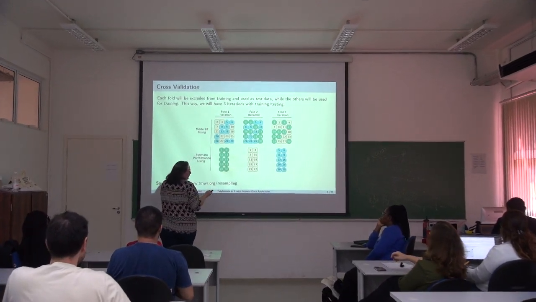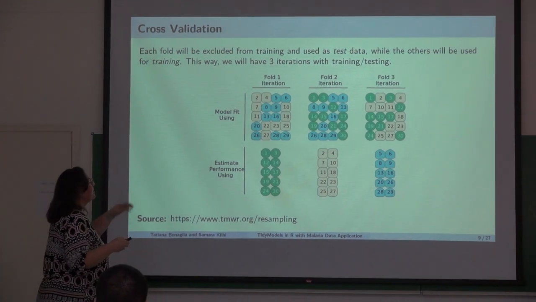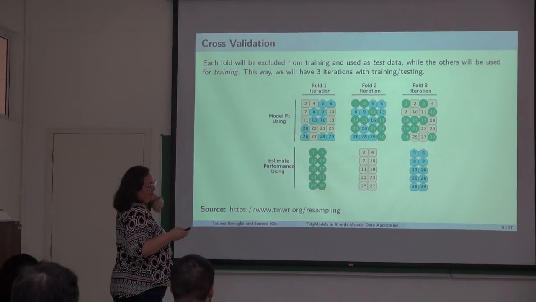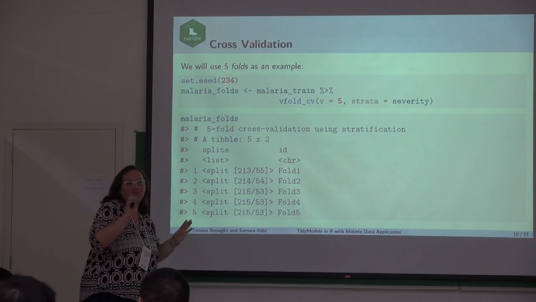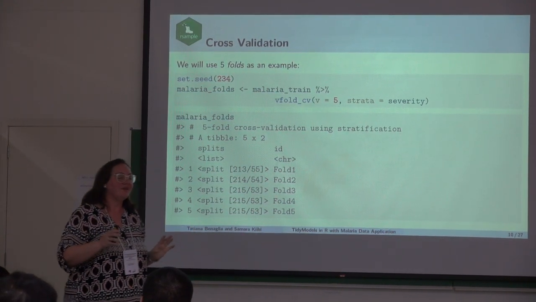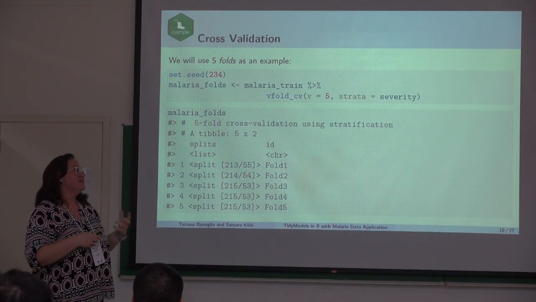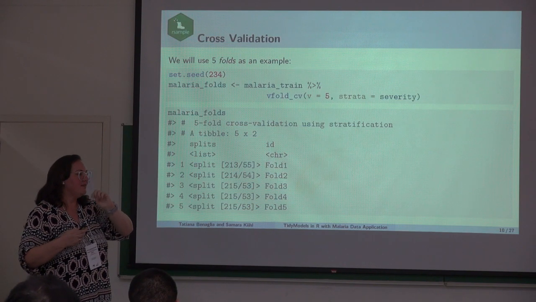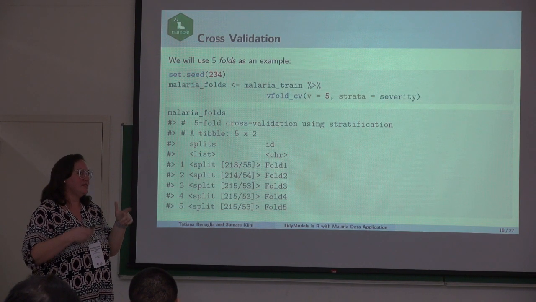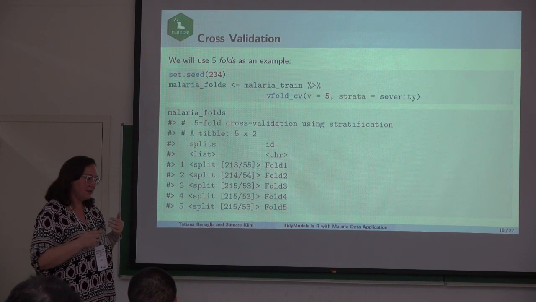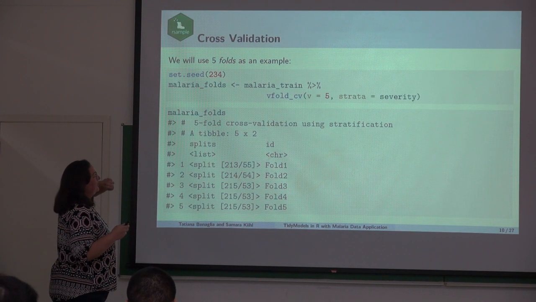Is that clear what we're going to do? The function is going to do this in the background. This was a threefold example. We're going to do 5. Why 5? 5 could be 10, could be more. All this discussion about how many folds and sample size and how it behaves, the book Statistical Learning is a good reference, where they do simulation studies and explain.